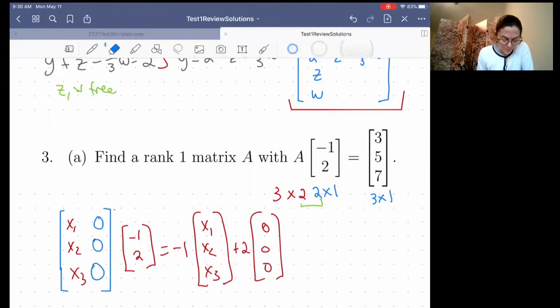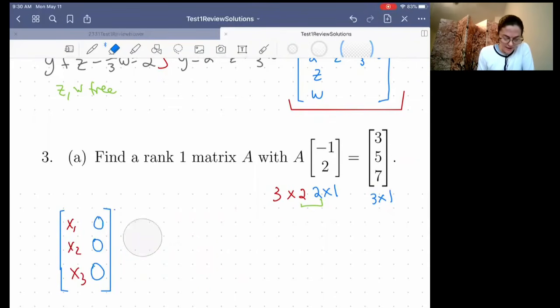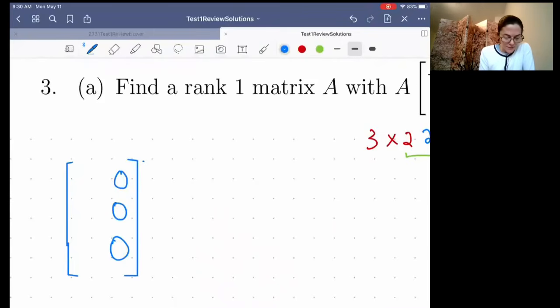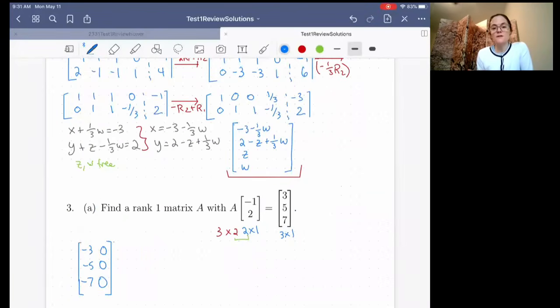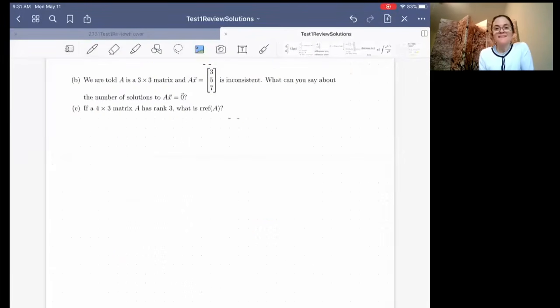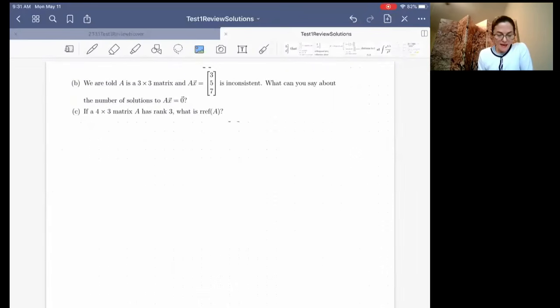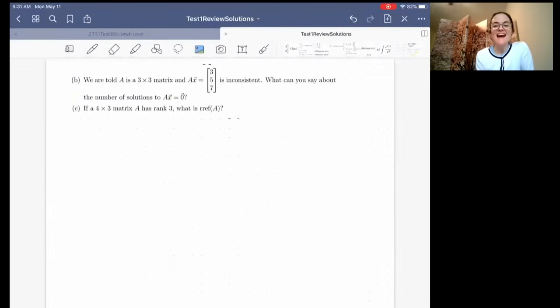So now let me erase my thought process, which is all here. And then this is negative 3, negative 5, negative 7. And then, well, this is our answer. You can definitely check, although we discussed why this works just moments ago. Okay. Now this is 3B and C. I have moved on to the next page, which is why I split the problem like that.